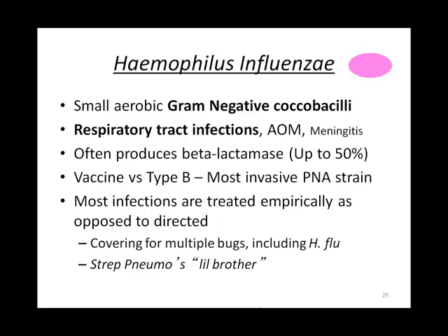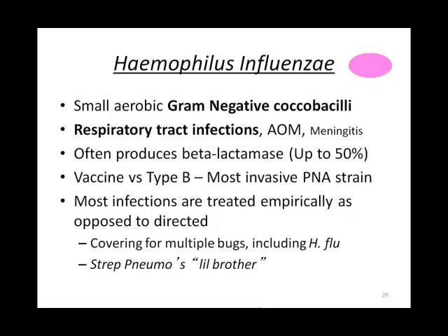Yeah, H. influenzae often produces beta-lactamase, up to 50% of strains. So it is important to note that because of this, you will often have to use drug combinations that include the beta-lactamase inhibitors. So amoxicillin may not be active in some cases, but Augmentin certainly will because of that beta-lactamase inhibitor.